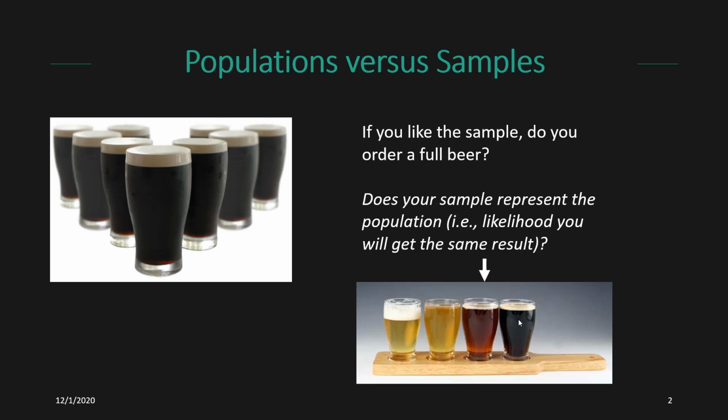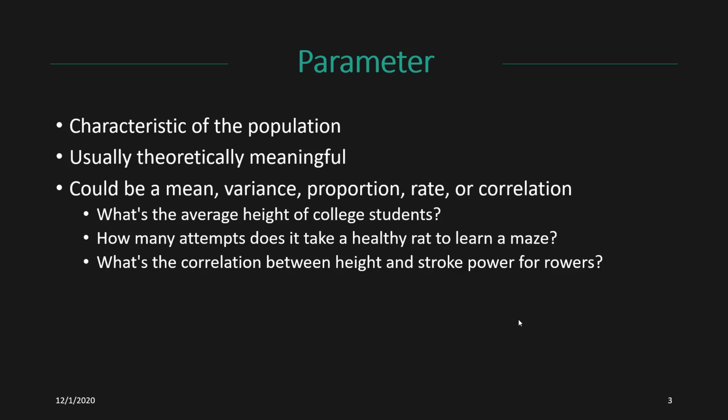Because from one pour of beer to the next, there's not a whole lot of variability. But from one person to the next, there's an awful lot of variability that we have to take into account. And that means that we're going to have to think about larger and larger samples in order to generalize back to our population with greater and greater certainty.